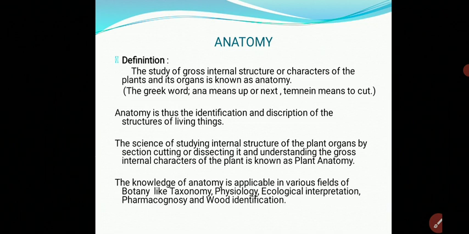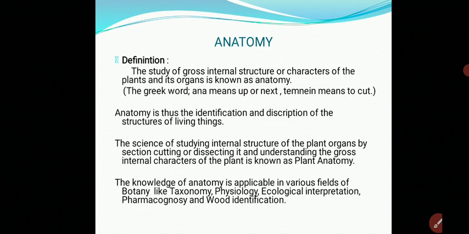Or we can define anatomy in the following way: the study of gross internal structure or character of plant and its organ is known as anatomy. Actually, anatomy is a Greek word where ana means up or next and temnin means to cut. So, studying any organ with the help of section cutting or dissection is shortly called anatomy.